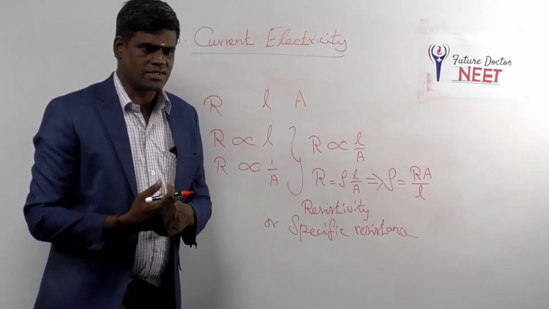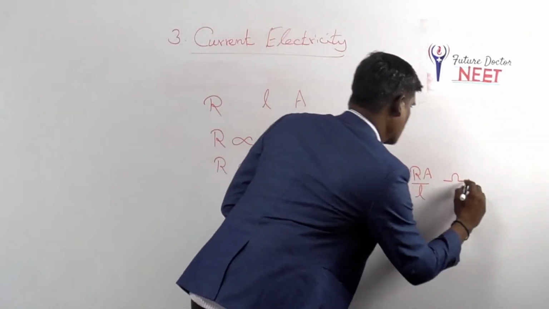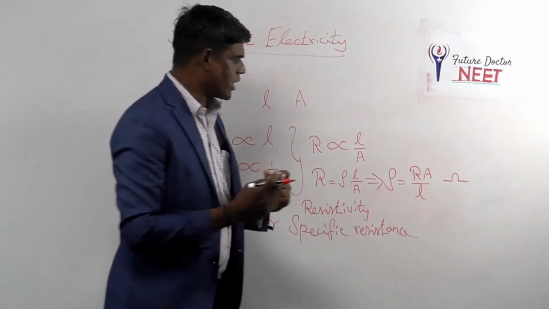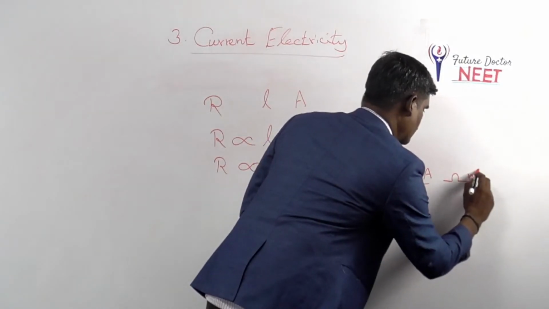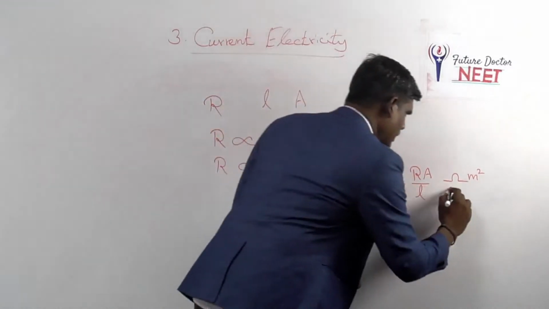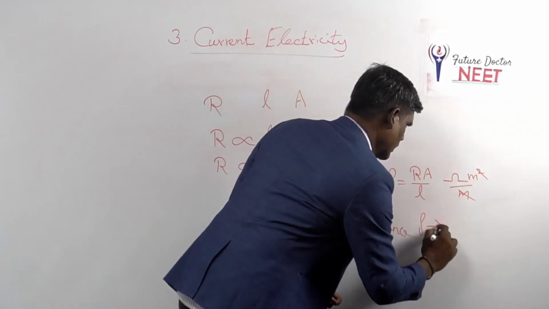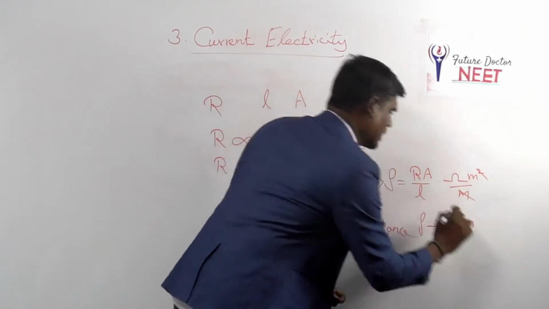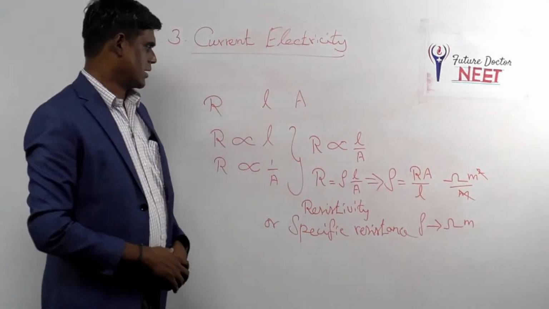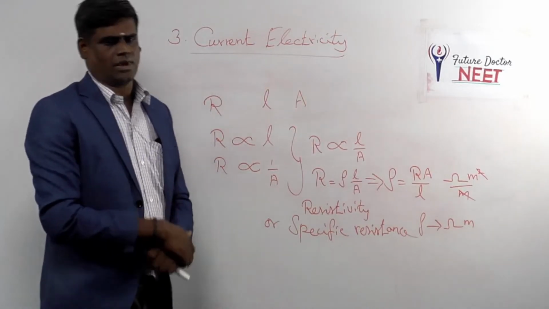Unit of resistance? Ohm. The unit of resistance is ohm, and area is pi r square, so your area is meter square. And what is the unit of length? Meter. Meter by meter square, so meter gets cancelled. Therefore, the unit of resistivity is ohm into meter. So this is the unit of resistivity or specific resistance.